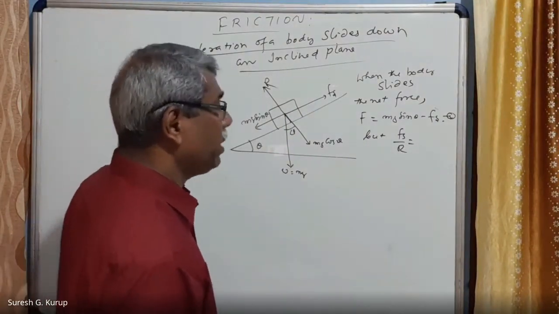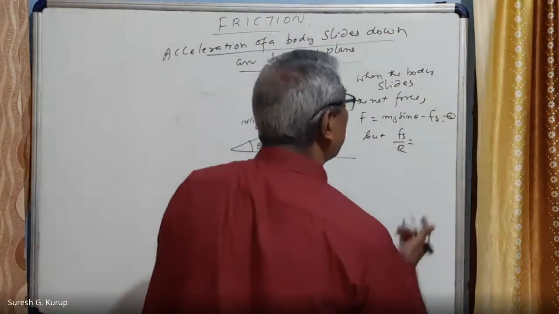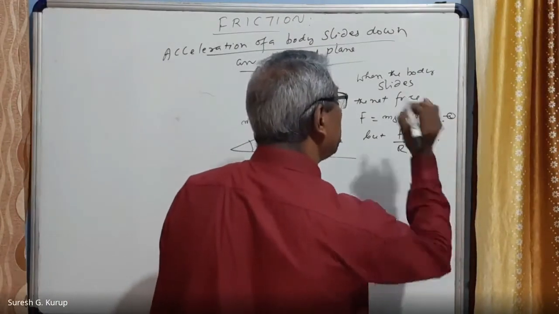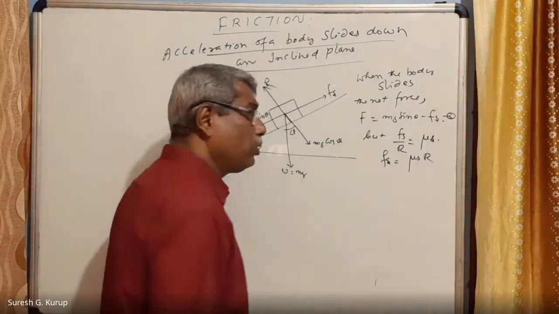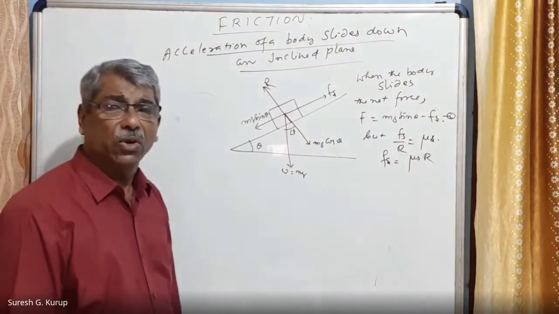Fs divided by R is equal to mu s. Therefore, we can write Fs is equal to mu s into R.